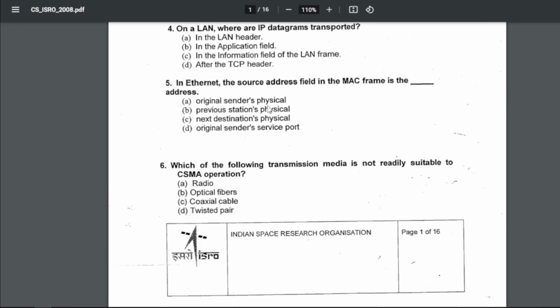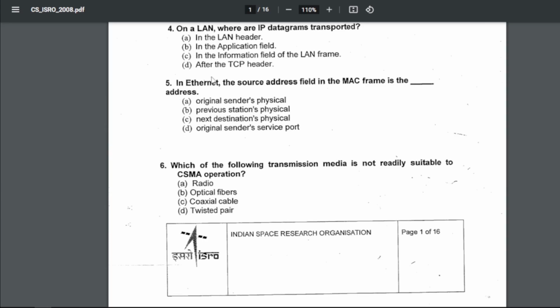Fourth question is on a LAN where are IP datagram transported. So basically in the LAN, in the information field of the LAN frame, the IP datagram are transported, right? Because IP datagram is encapsulated in the payload field of Ethernet frame, so we can say that it is transported in information field of the frame.